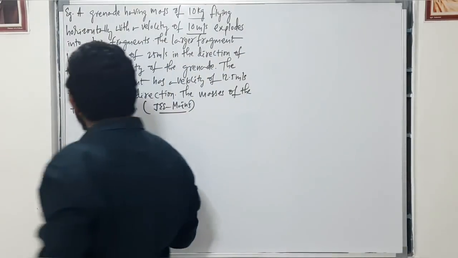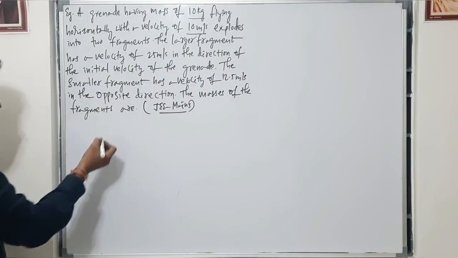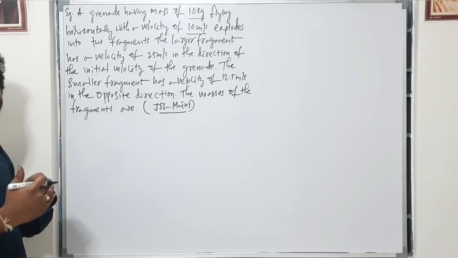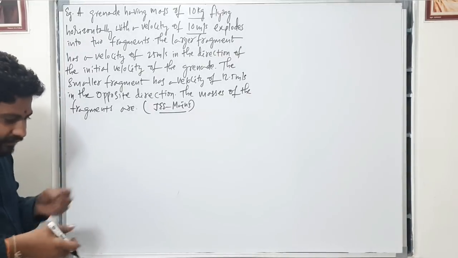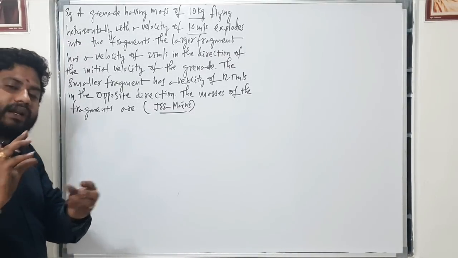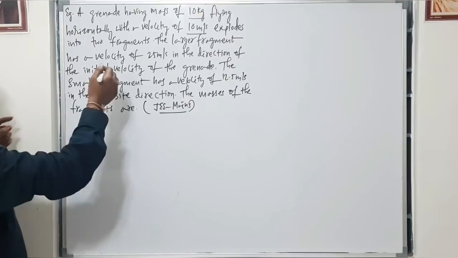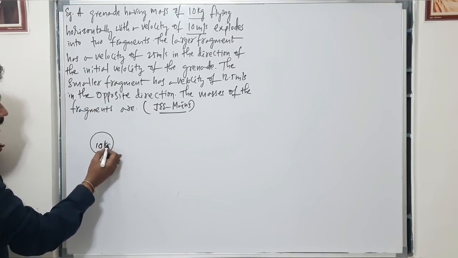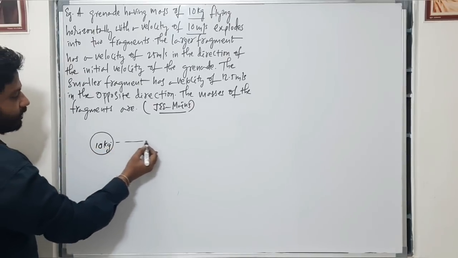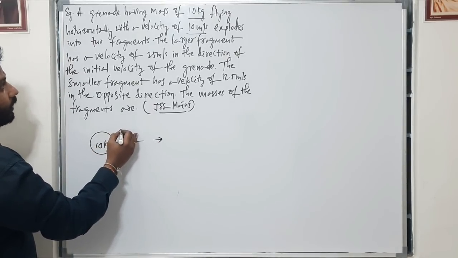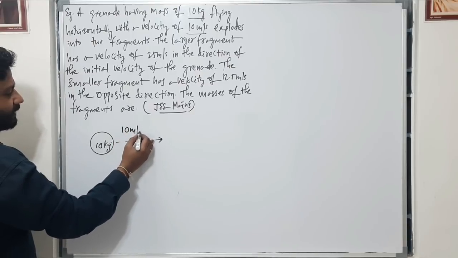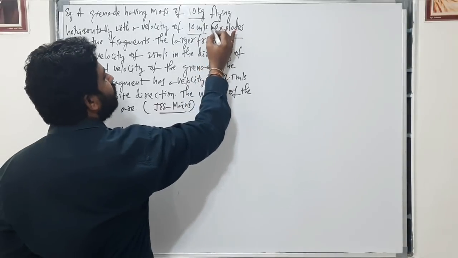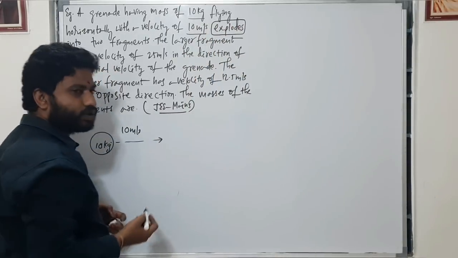So what is the question given? There is a grenade of mass 10 kg. Let me draw the diagram for these respective questions, then you will understand far better, right? Wherever it's possible, try to draw a rough diagram related to that. A grenade of mass 10 kg is moving horizontally in this direction with a velocity of 10 meters per second. Then explodes. Look at here. There's no collision here. Here, explosion.